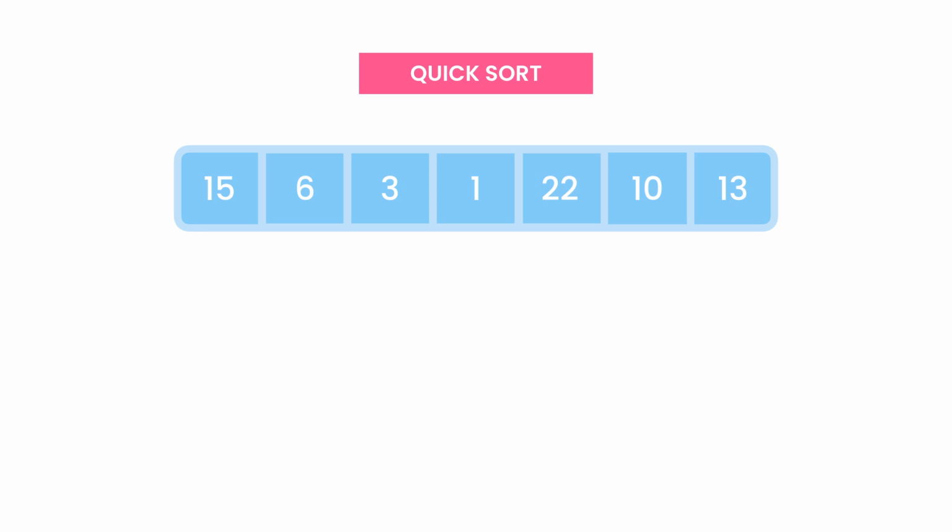Typically, we select the last item as the pivot, but there are variations of this algorithm where we select the first item or a random item as a pivot. We'll talk about that later. For now, let's select the last item as the pivot. Now we should rearrange the items such that all the smaller items are on the left and all the larger items are on the right side of the pivot. Here's one way to rearrange these items.